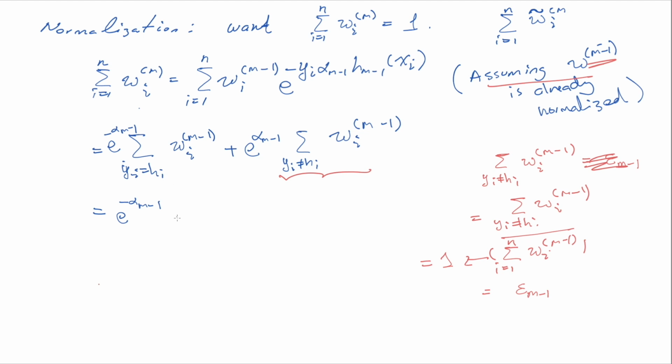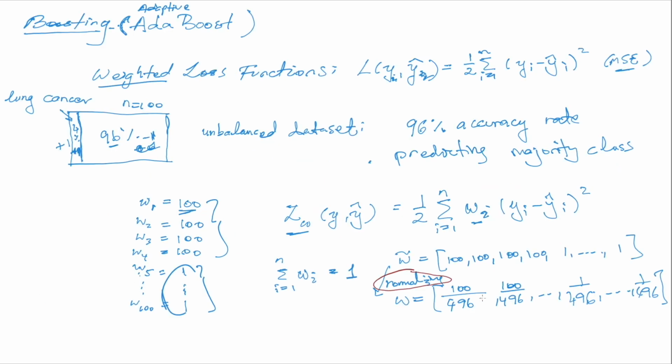So what is this guy? The sum of the correctly classified is just going to be 1 minus epsilon_(m-1). And this guy is just going to be epsilon_(m-1). Okay, so all I've done is replace the summations by the epsilon term, and we can do that because of this assumption that the things before are normalized already. And this is basically the number, and I think in the lecture notes we call this Z_m. This is the number where if you divide each element of the weight vector by it, you'll get a vector that is normalized.